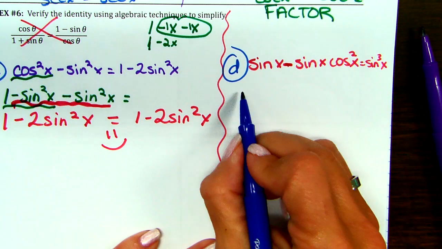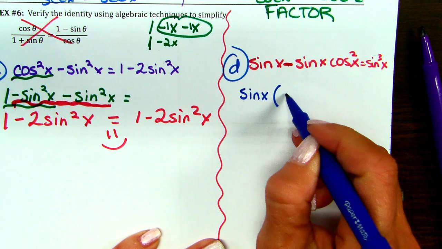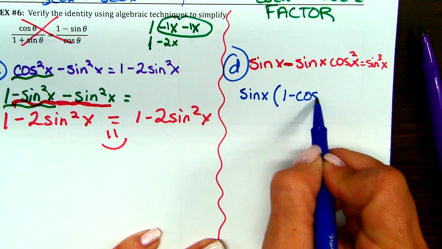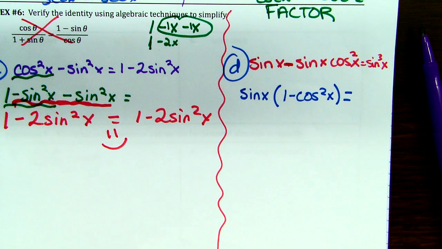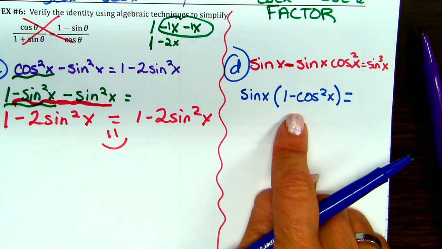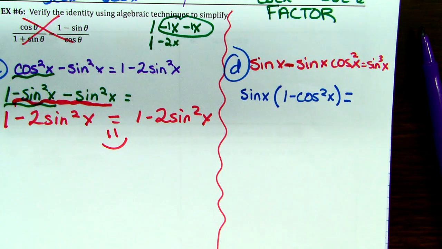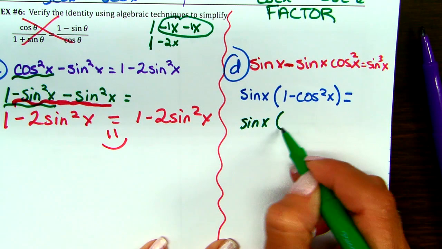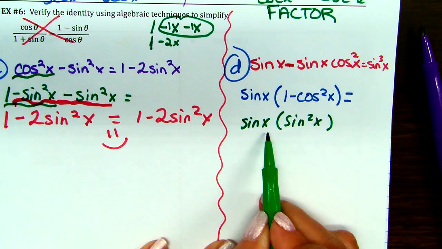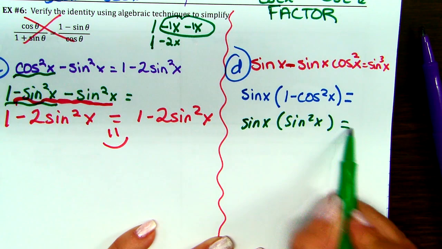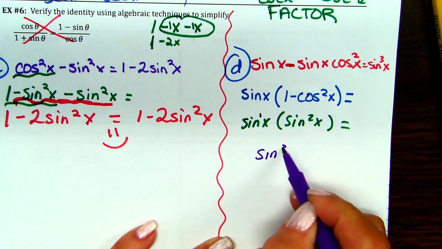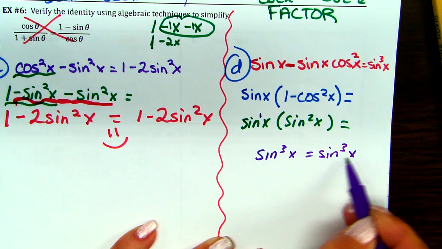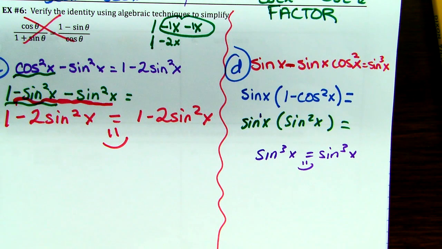If I factor out a sine x, I'd have 1 minus cosine squared x. And that, my friends, is another one of your Pythagorean identities. What does 1 minus cosine squared x equal? Sine squared, yeah. And when you multiply an x with an x squared, you get an x to the third. Like this is a 1 and that's a 2, right? That's sine cubed x equals sine cubed x.